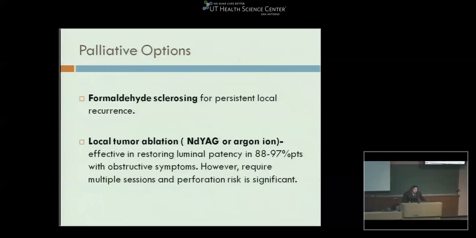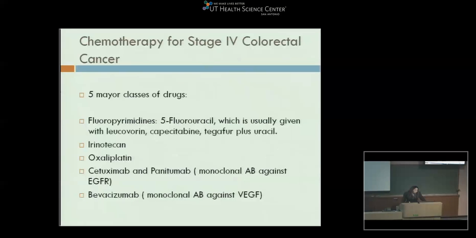In regards to chemotherapy for stage 4 colorectal cancer, I kind of talked about it a little bit already. There are 5 major classes of drugs. The fluoropyrimidines are kind of the standard of care, which includes the 5-fluorouracil, which is usually given with leucovorin. There are other options, but generally that's the one they use it with. There's also irinotecan, oxaliplatin, and then the 2 biologics that include cetuximab, which is a monoclonal antibody against epidermal growth factor receptor, and bevacizumab, which is a monoclonal antibody against vascular endothelial growth factor.